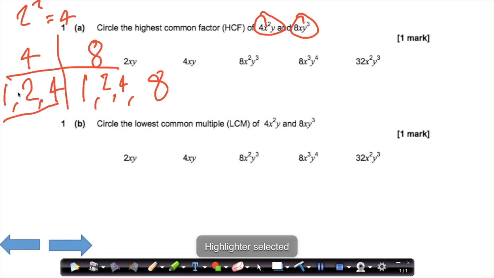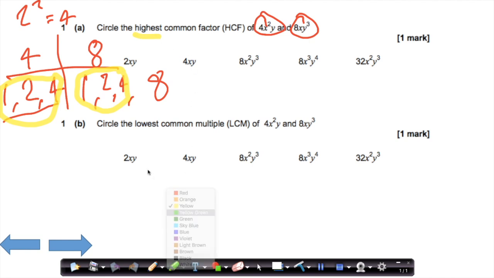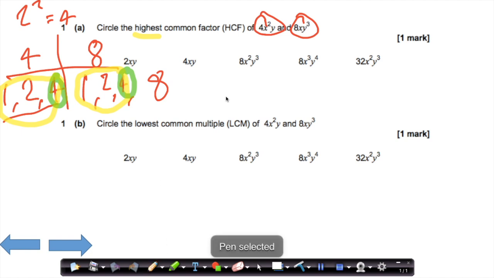Our common factors are 1, 2, and 4, as they are the factors that are in both lists. So 1, 2, and 4 are common factors. But we're concerned with the highest common factor, and the highest common factor is the highest of the factors that are common, which is 4. So our answer has to have a 4 at the start.